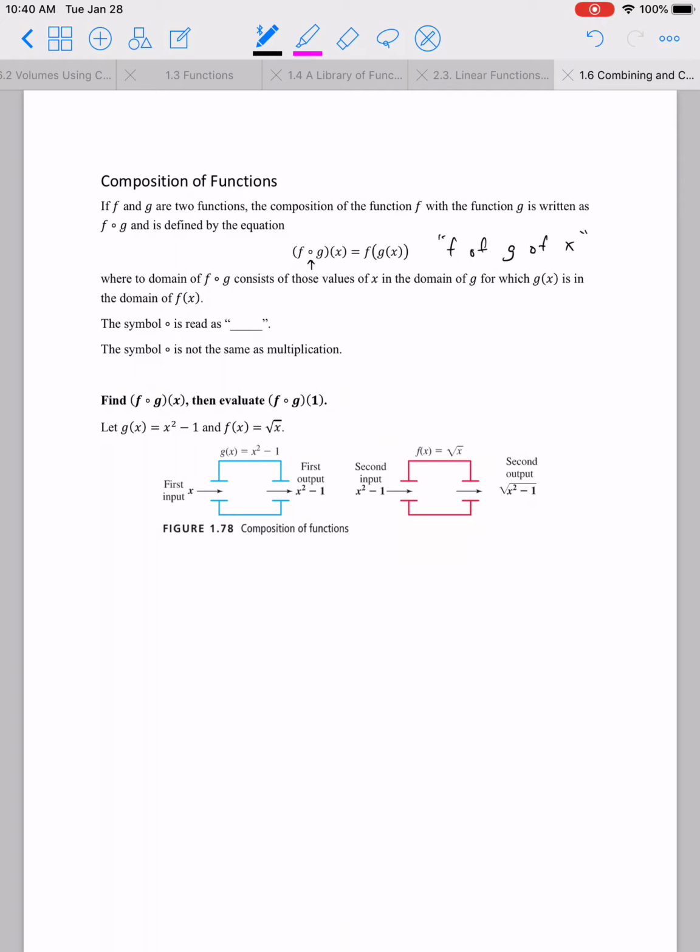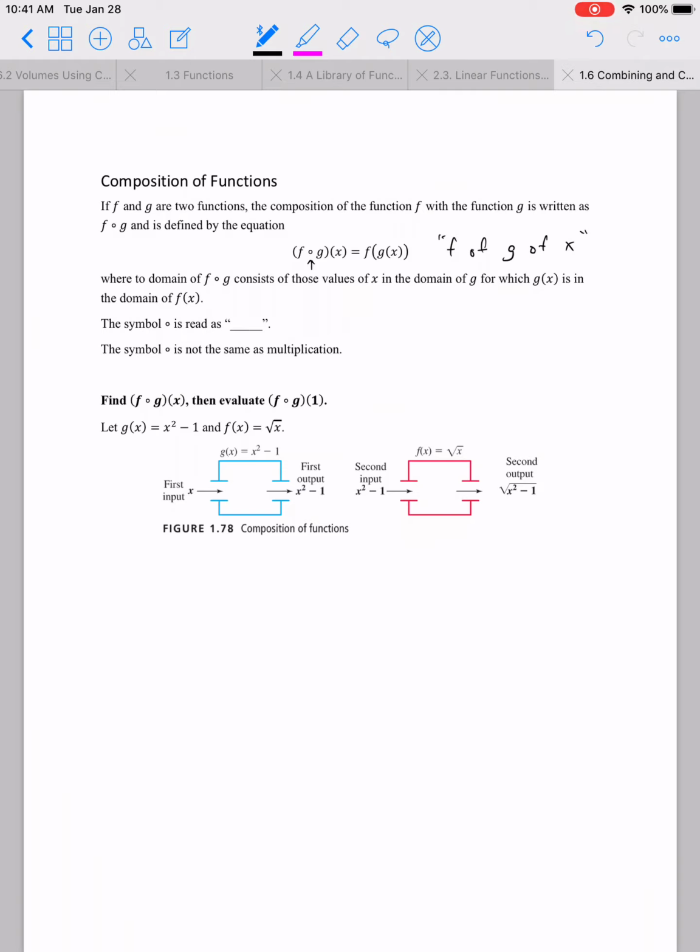And so here, the domain of f of g consists of those values of x in the domain of g for which g of x is in the domain of f of x. Okay? So you have to be kind of careful with that. You have to make sure that even if your final result seems like it can handle it, it has to make it through g of x first, is the way I think of it. So what's basically happening here is you're going to plug a value in, it has to survive through g of x, and then make it through f of x.